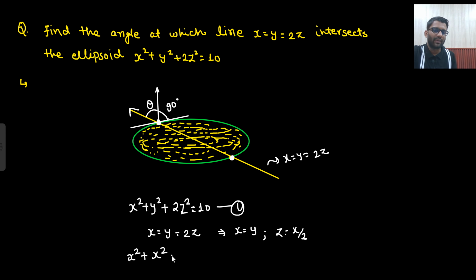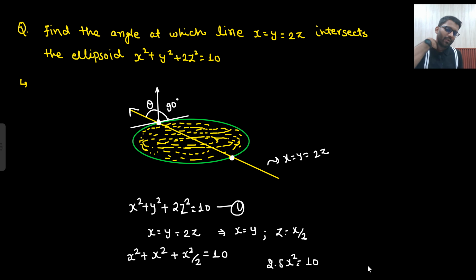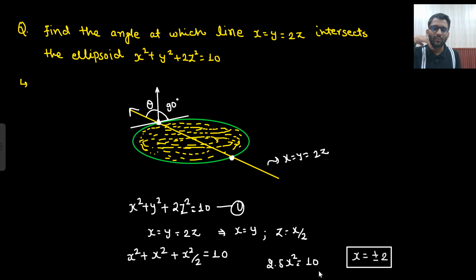So I can replace z by x by 2 here. So x square by 4 will come here, so x square by 2 you will get here. x square by 2 is equal to 10. So what am I going to get? 2.5 x square is equal to 10. So 10 by 2.5, what are you going to get? x equals plus minus 2, right? This is the simple calculation which you can do. So x equals plus minus 2 I am getting.